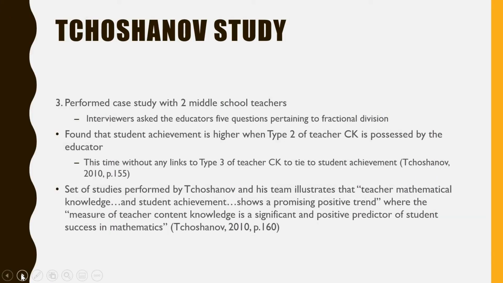The last part of the study was a case study again, where they held a structured interview with 2 middle school teachers. Interviewers asked the educators 5 questions pertaining to fractional division. This evaluation found that, once more, student achievement is higher when Type 2 of teacher CK is possessed by the educator, this time without any links to the Type 3 of teacher CK to tie to student achievement. Although, as Choshanov writes, teacher mathematical knowledge and student achievement shows a promising positive trend, where the measure of teacher content knowledge is a significant and positive predictor of student success in mathematics.